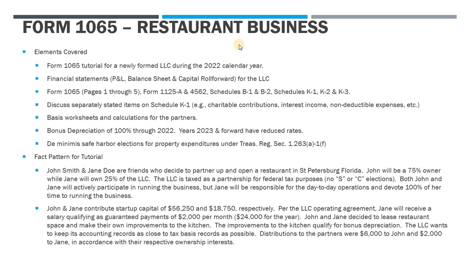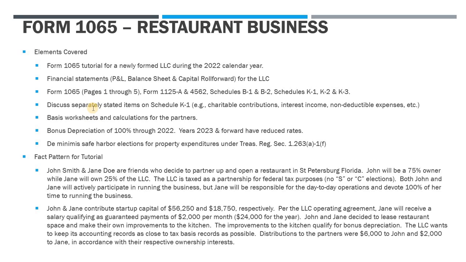So now obviously partnerships exist across all different types of sectors, so this one we've just selected a restaurant business. I will be posting some other examples for different types of businesses, but for this one we're going to focus on a restaurant as an example. So we'll go over the financial statements. The Form 1065 that we'll be covering, it'll include pages 1 through 5. So those are the standard pages that are always included with the Form 1065, right?